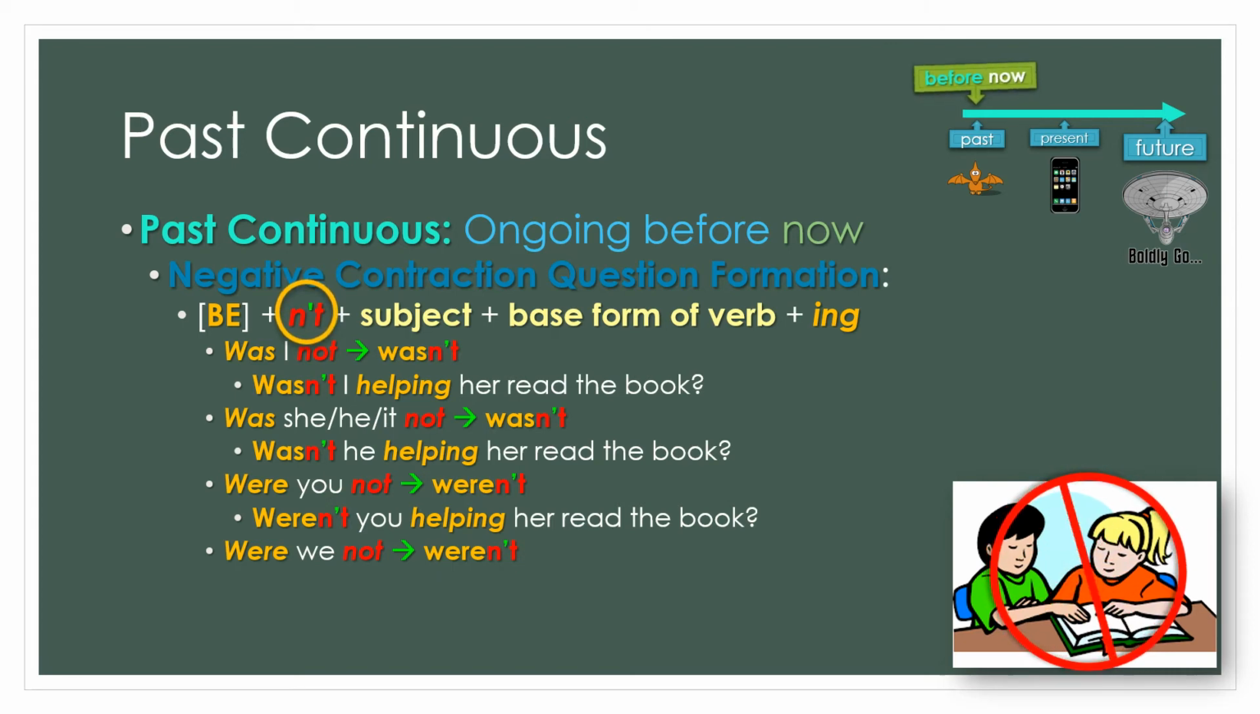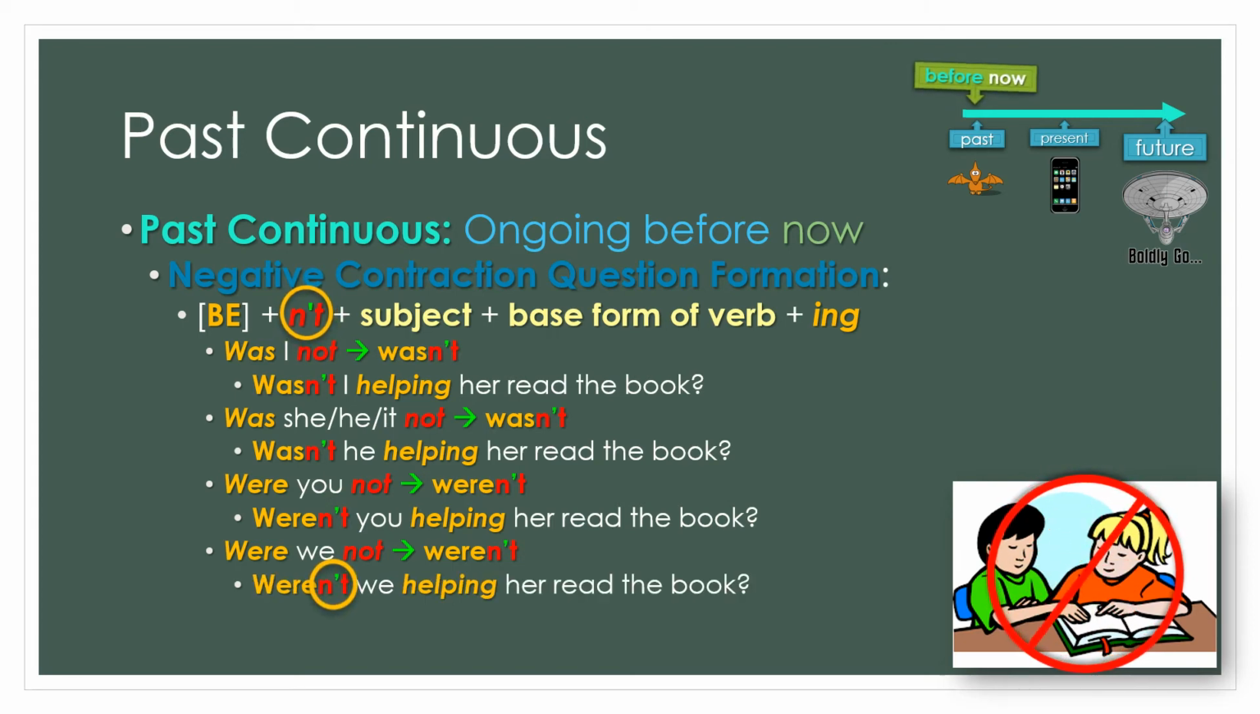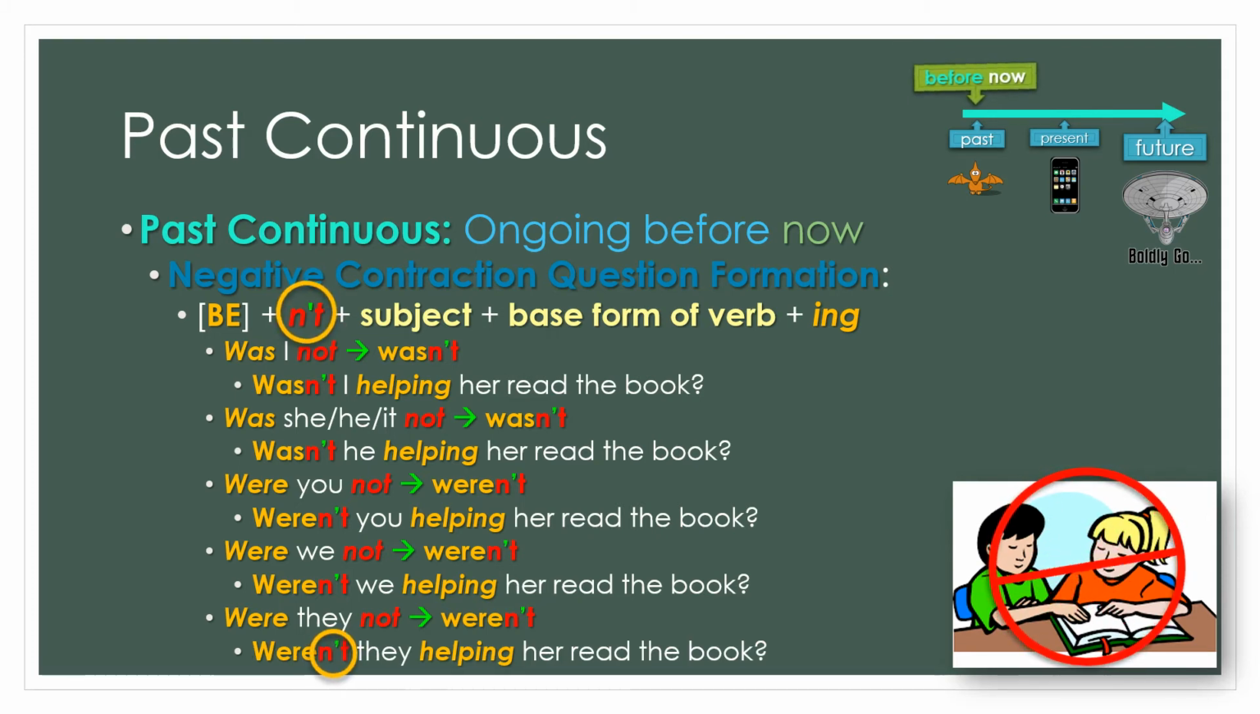Were we not becomes weren't? Weren't we helping her read the book? And were they not becomes weren't? Weren't they helping her read the book?